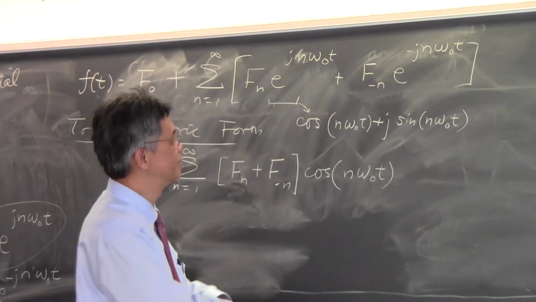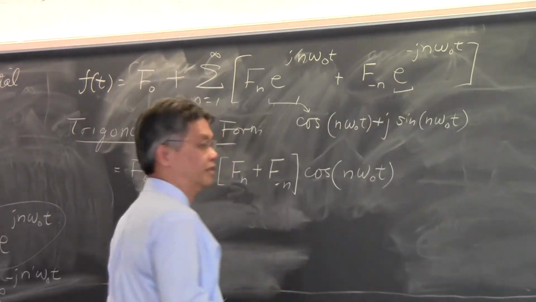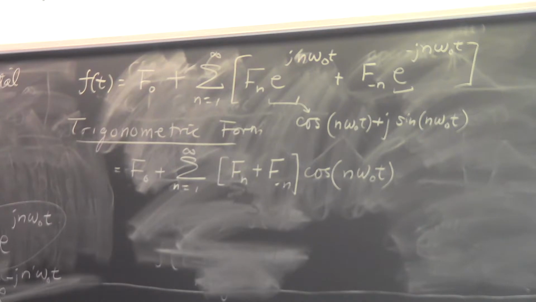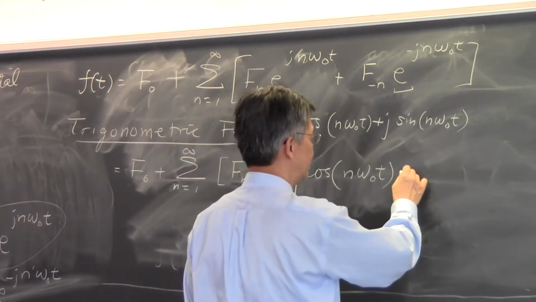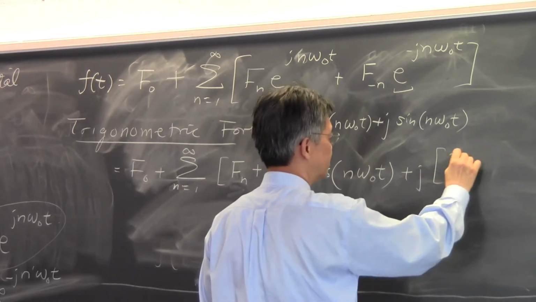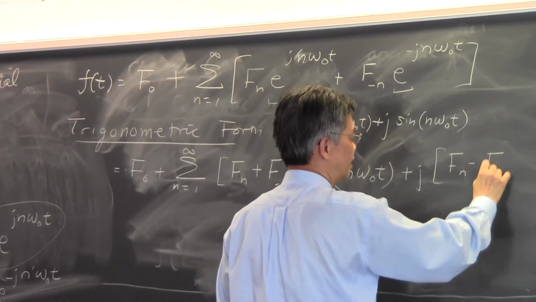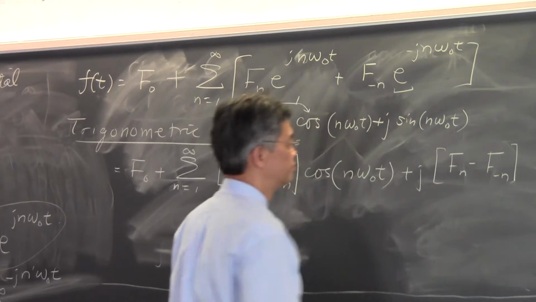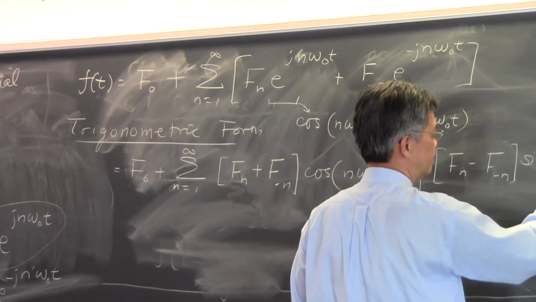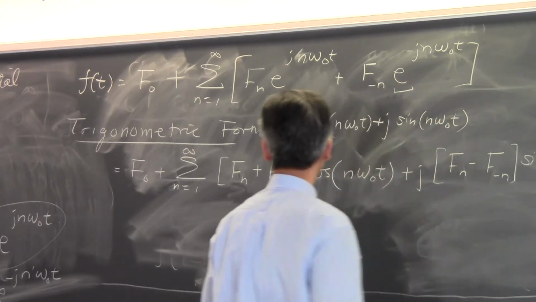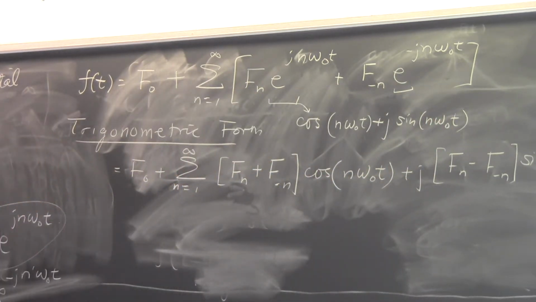I can also expand this in terms of cosines and sines using Euler's identity, but I get the plus sign for the cosine and the minus sign for the sine. And the second term would be something like f n minus f of minus n, times sine of n omega naught t. So this is the trigonometric form.